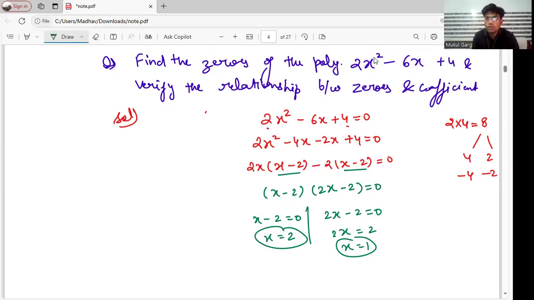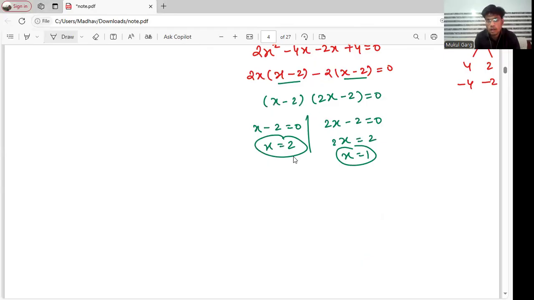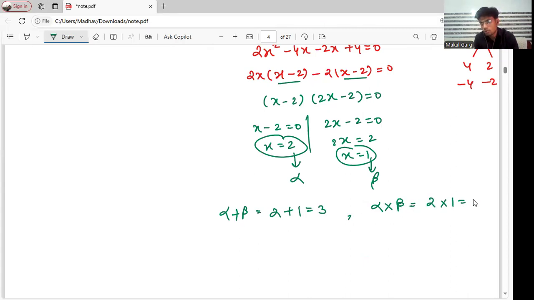Okay. Now we need to verify the relationship. I'm giving the name alpha to this and beta to this. These are the zeros. So alpha plus beta डायरेक्टली अगर हम फाइंड करें तो कितना आना चाहिए, 2 + 1 दैट शुड बी 3, एंड अल्फा इनटू बीटा अगर हम डायरेक्टली फाइंड करें तो दैट शुड बी इक्वल्स टू 2 * 1, दैट शुड बी 2.